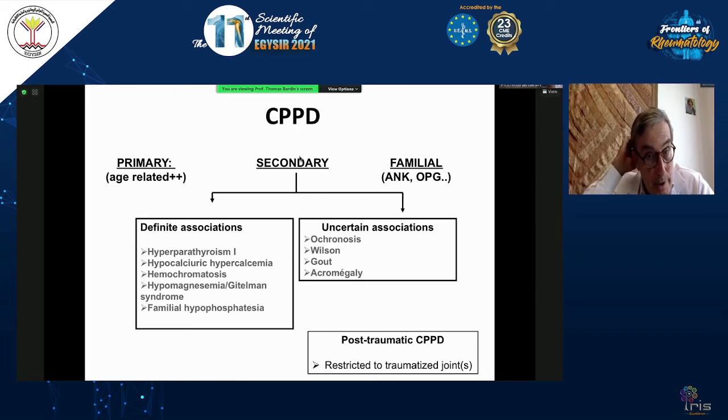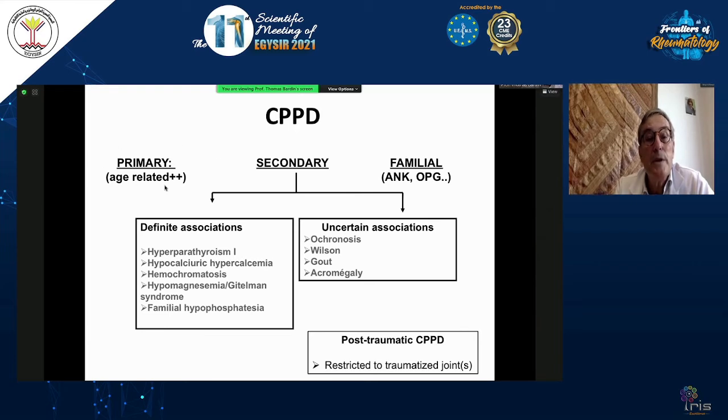It can also be a secondary disease. It is well known that it can occur during hyperparathyroidism, the primitive form, also in hypocalciuric hypercalcemia, sometimes called Marx's disease, in hemochromatosis, in hypomagnesemia, and especially in Gitelman syndrome. And Cornea has recently released a very nice article of a large series of Gitelman syndrome patients with CPPD, and also in a rare disease, familial hypophosphatemia.